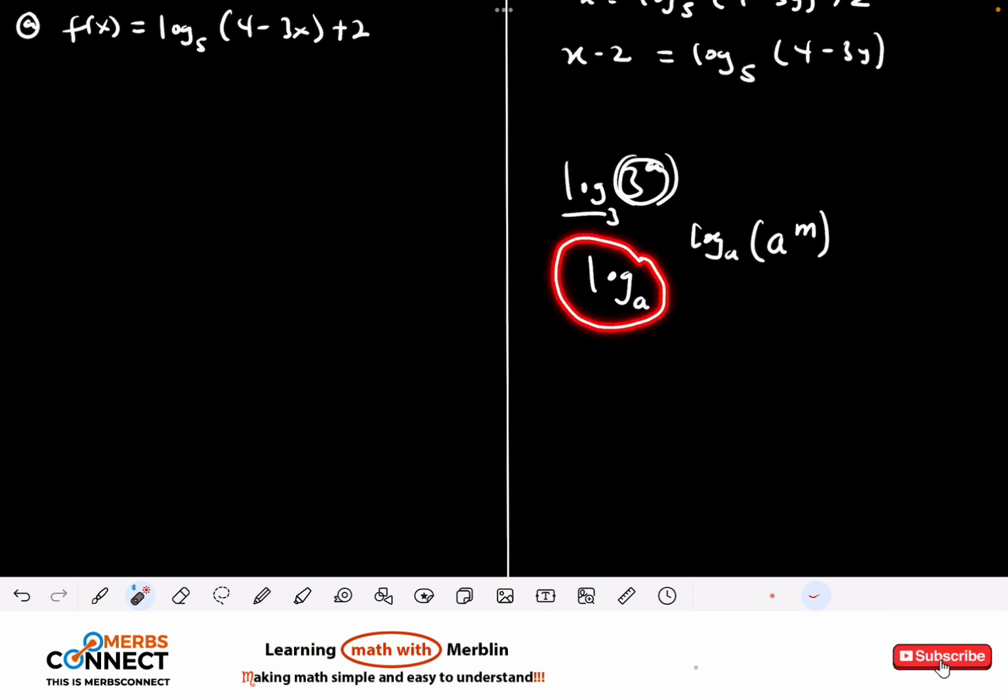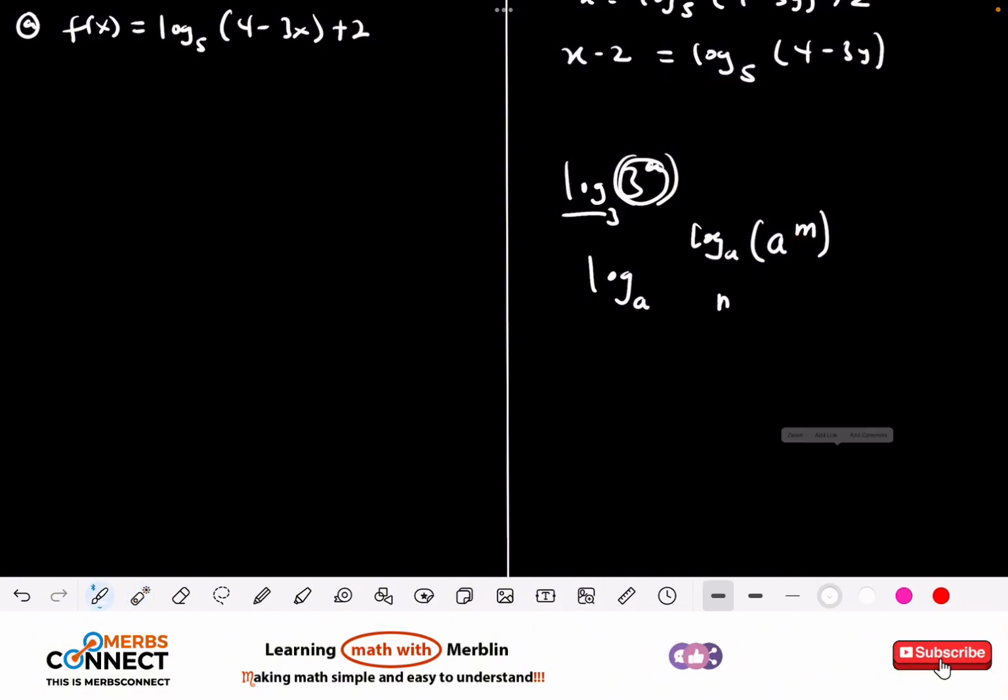So now, if the question is given to me and I have this one, what should I do here? I'm going to pick something to the power so that I can cancel this one. So here, we want to find the antilog of this. Because remember, when I move the m, I'm going to have m log a base a. So since I have this here, I need to pick the antilog of a.